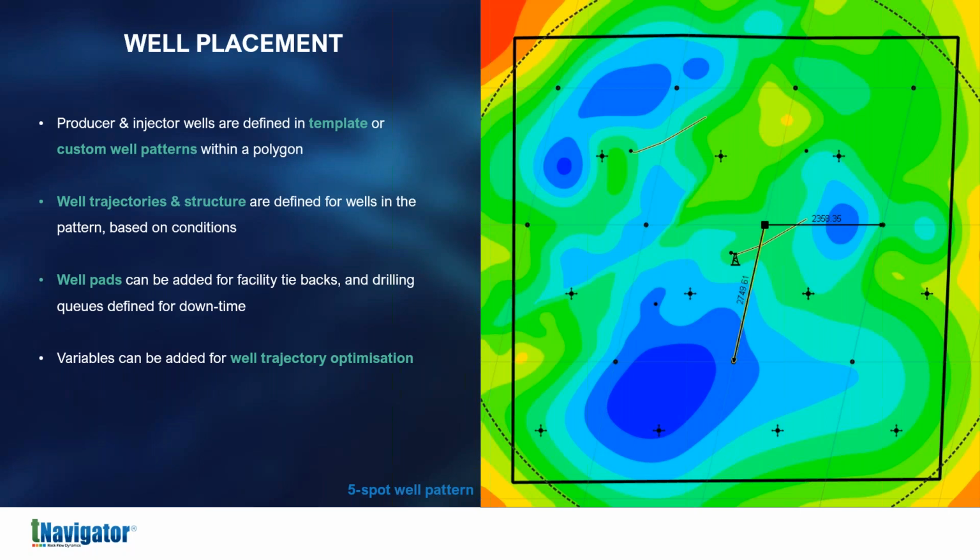The well trajectories and structure for injectors and producers can be defined, as well as defining things like tiebacks to facilities, drilling schedules, and plenty more. Of course, as with any part of tNavigator, variables can be added to this area, namely for well trajectory optimization, where you can add them to your sort of well geometry, your XY coordinates of your well, completions, things like that.